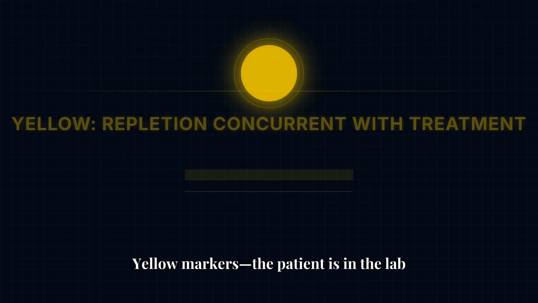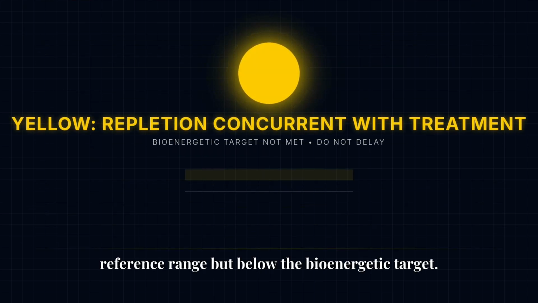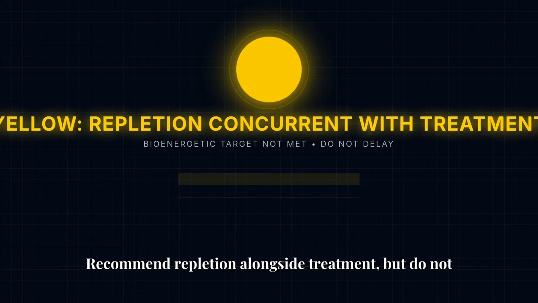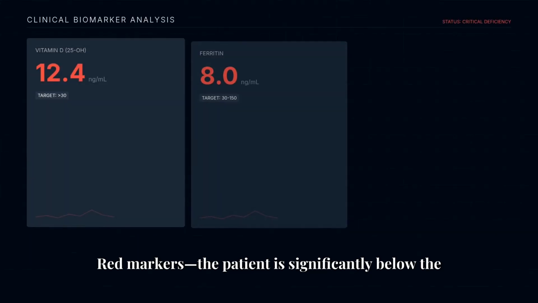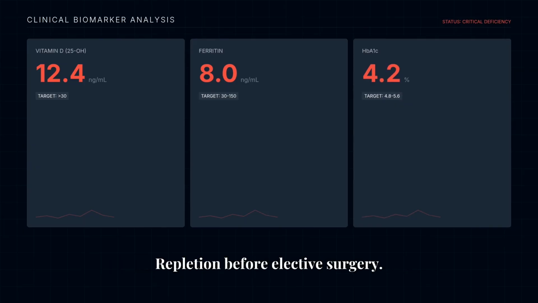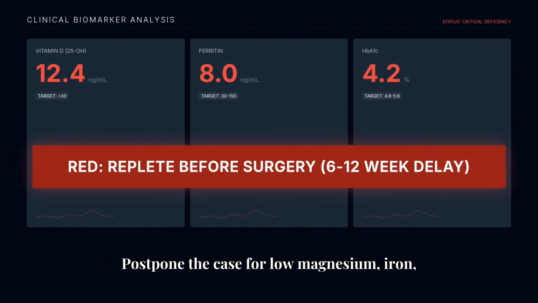Yellow markers, the patient is in the lab reference range but below the bioenergetic target. Recommend repletion alongside treatment but do not delay. Red markers, the patient is significantly below the target. Repletion before elective surgery. Postpone the case for low magnesium, iron, or vitamin D.